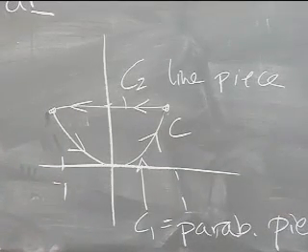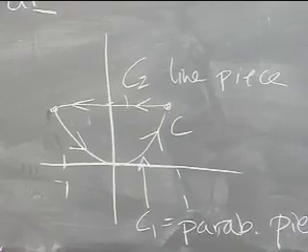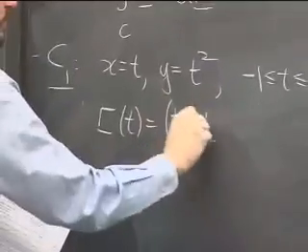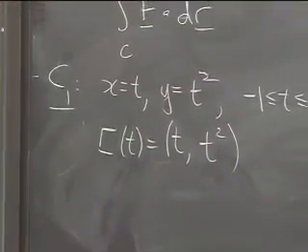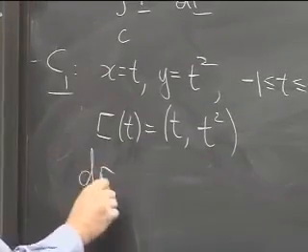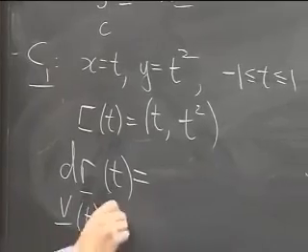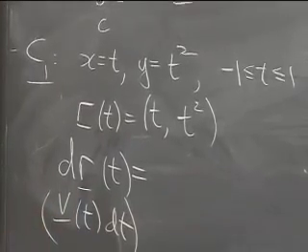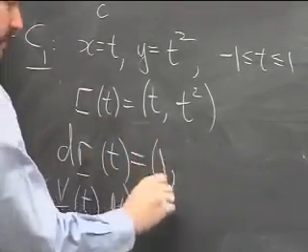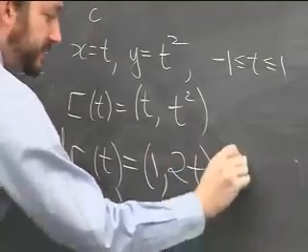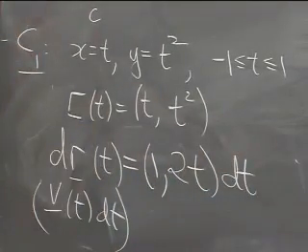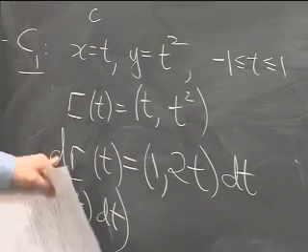Okay, so there's a parameterization. In other words, r of t is equal to t comma t squared. So we need the velocity vector dr, otherwise known as v of t dt. That's another way you can write this. Dr is just 1 comma 2t dt. I just differentiated the t and the t squared. I put the dt in there because there's a d over this side.